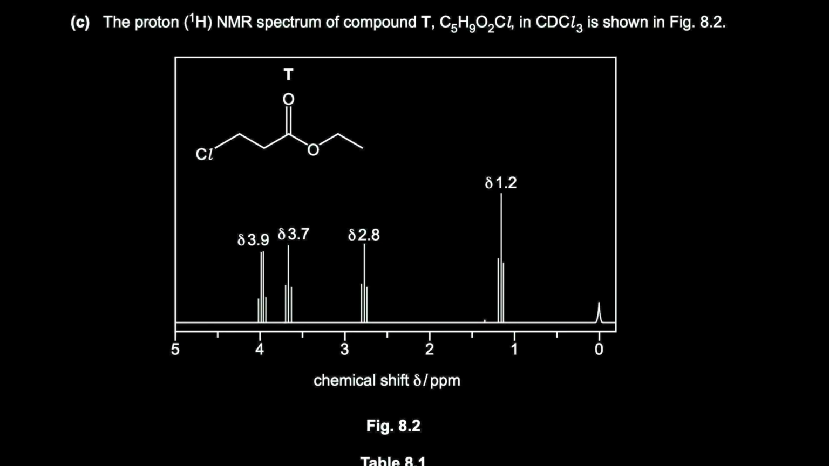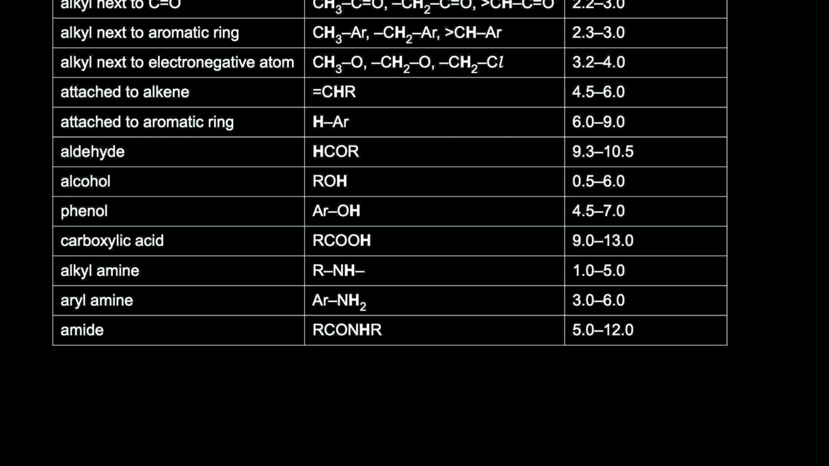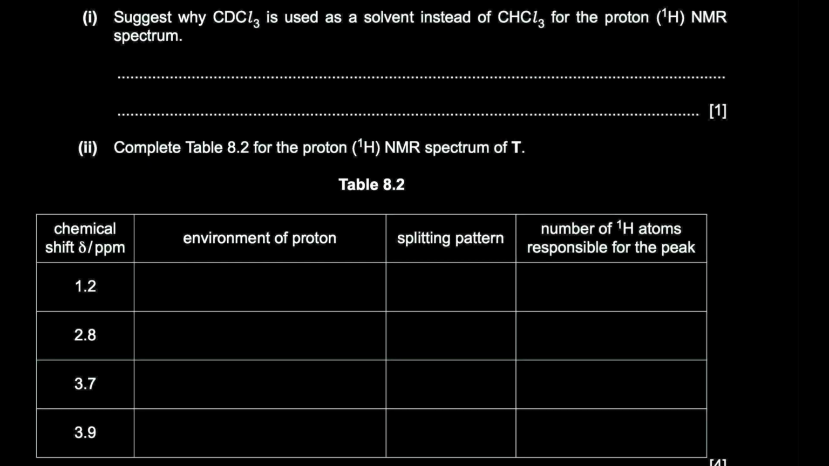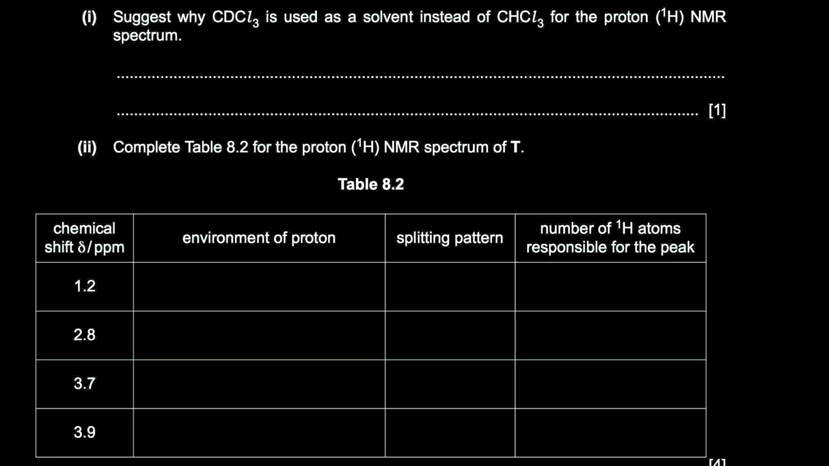Part C says the proton NMR spectrum of compound T, C5H9O2Cl in CDCl3, is shown in figure 8.2. So we have the proton NMR spectrum for this compound T. The question says, suggest why CDCl3 is used as a solvent instead of CHCl3 for the proton NMR spectrum.